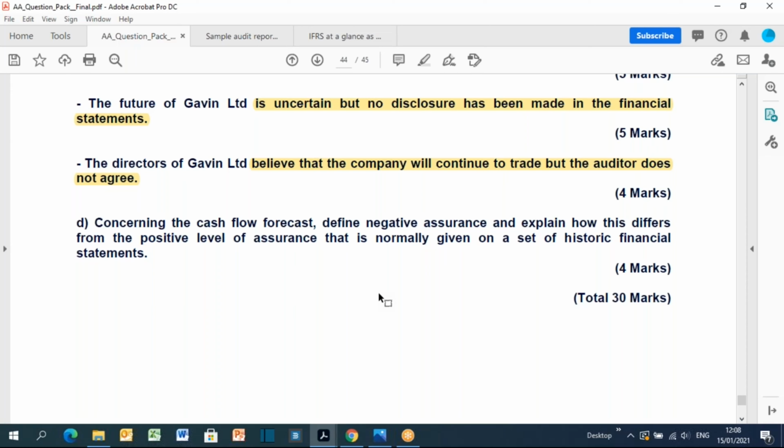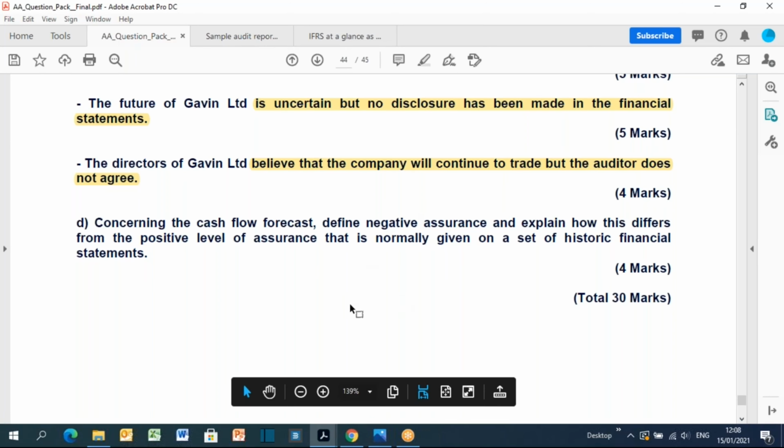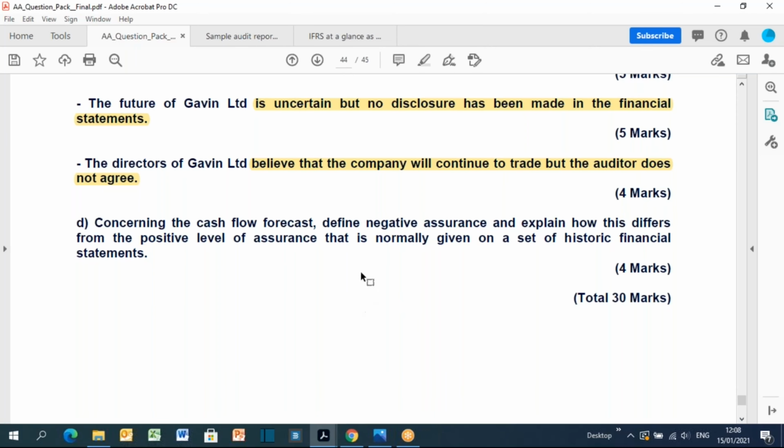So when it talks about forecasts, either cash flow budgets, you cannot give a positive, reasonable level of assurance, because you're talking about things that are going to happen in the future, and there is a lot of uncertainty and a lot of judgment. So you cannot just say that the level of assurance is reasonable. You give a negative level of assurance, which is low.